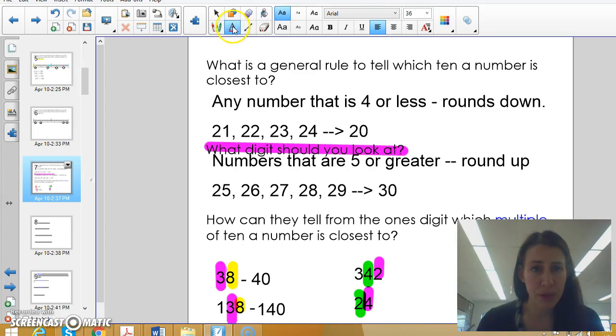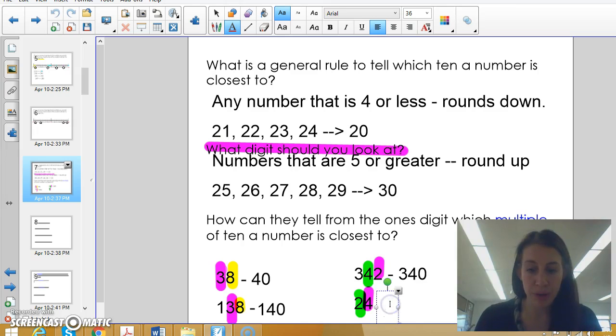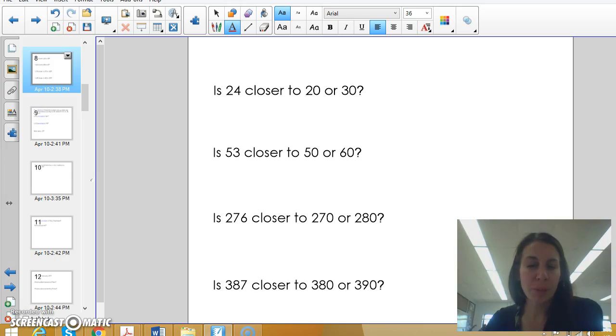When I look at these questions, guys and girls, and I'm rounding to the nearest 10, I see that the 2 tells me we're closer to 40. And we're not going to go all the way to 50. So the 3 stays the same. The 4 is going to stay the same because we're closer to it. And then I'm going to add a 0. If I look at this one, the 2 is going to stay the same because the 4 tells me that we're closer to 20. So let's do a little bit of practice.